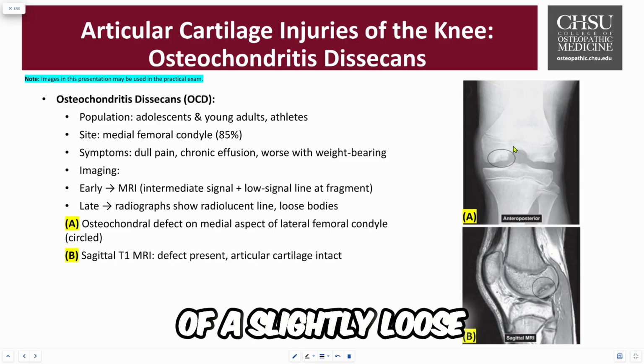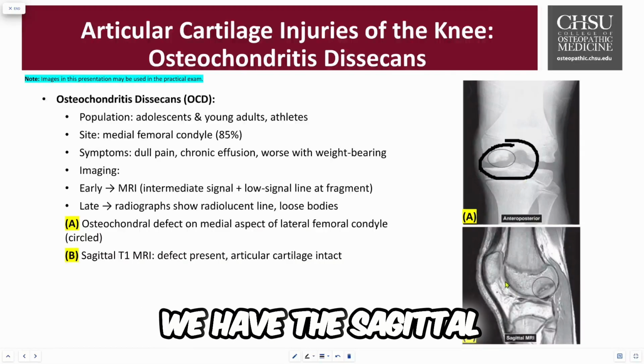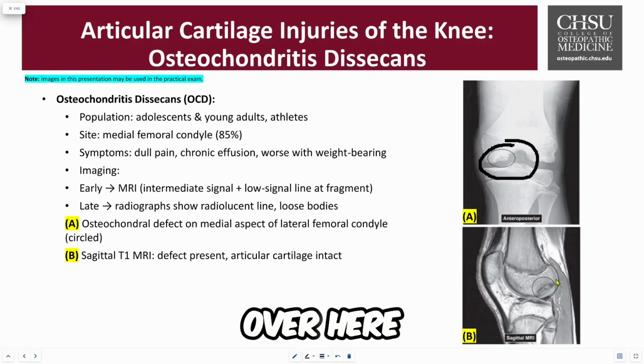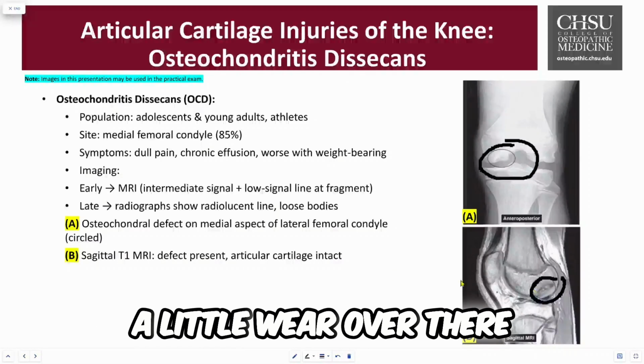You can see kind of a slightly loose region over here in the circle. And then in letter B we have the sagittal T1 MRI, and it shows you that there's a defect present over here. Even though the articular cartilage is fully intact, we can see there's a little bit of wear over there.